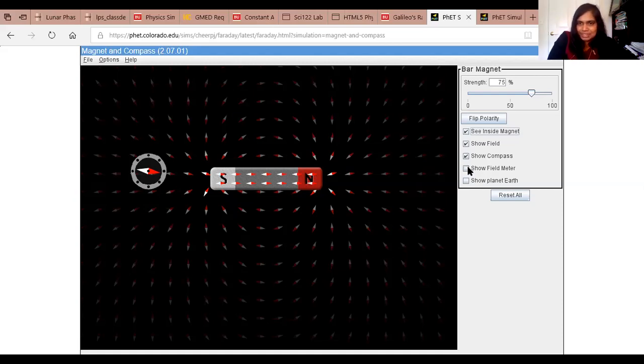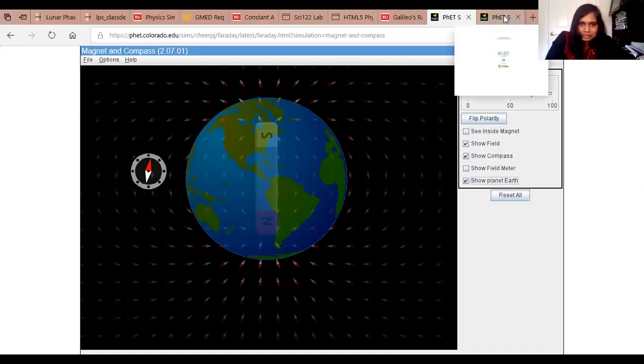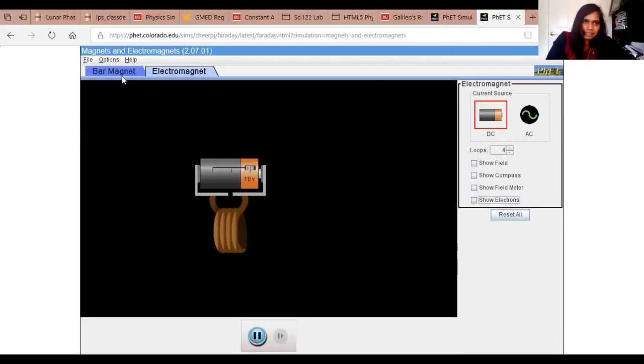All right, so let's see planet Earth. Here you go. Look at the field lines. The little compasses are pointing towards the geographical North Pole, right? So when you're using your compass, it's always pointing to the geographical North Pole. But remember, that is the magnetic South Pole. All right.